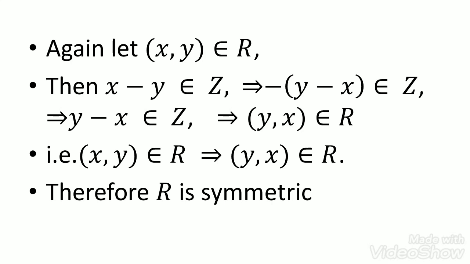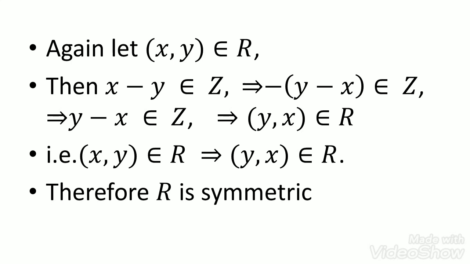Because we know that if 5 is an integer, then minus 5 is also an integer. Just like that, if minus 10 is an integer, then 10 must also be an integer. In that way we can say that y minus x also belongs to Z, and that implies that (y, x) belongs to R. Now by taking (x, y) belongs to R, we have got (y, x) belongs to R. That means it is a symmetric relation.